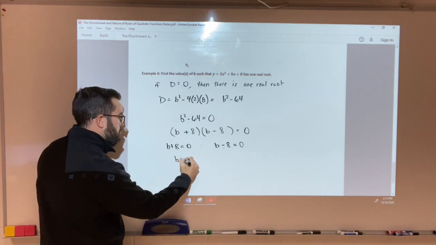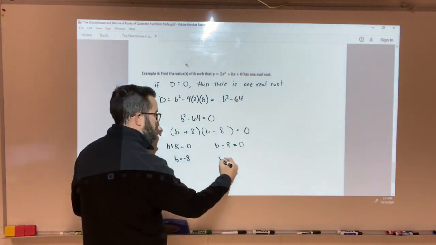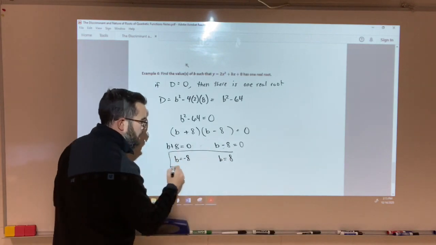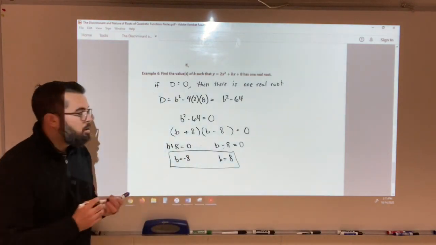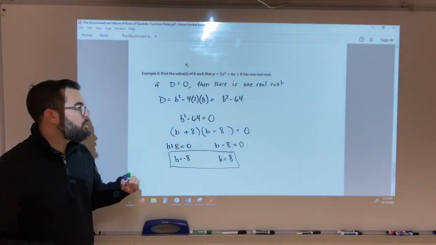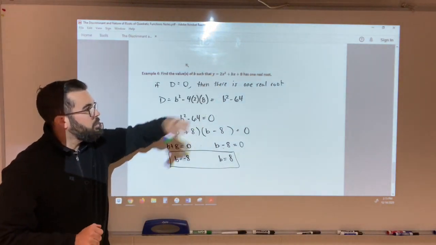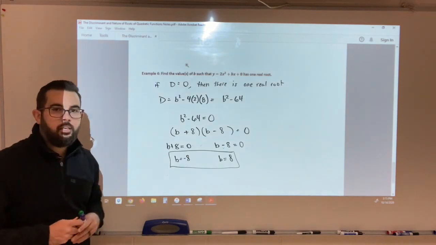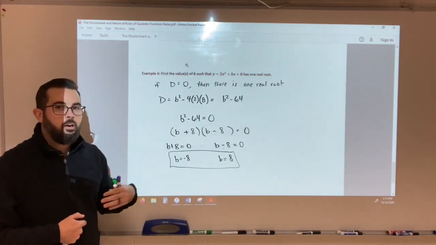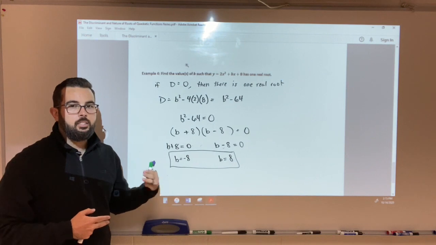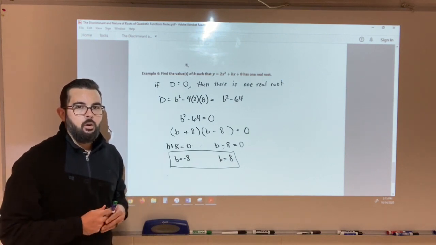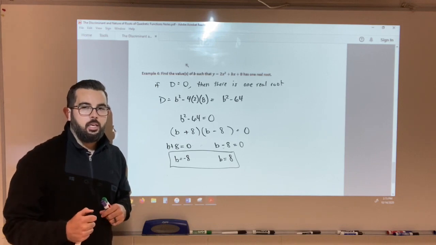So b has to equal -8, or b can equal 8. Both of those b values will produce a function that only has one real root. So that's the end of the lesson. The discriminant, all it does is tell us what's called the nature of the roots. Okay? So, hope this video helps, and I'll talk to you soon.